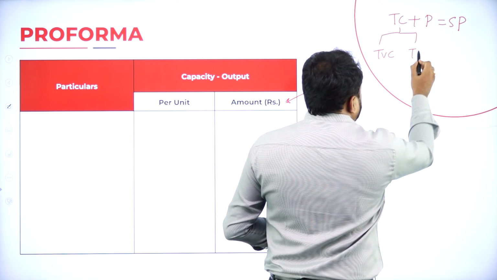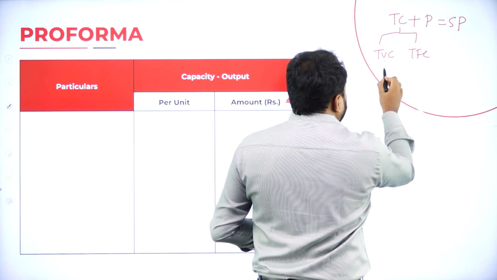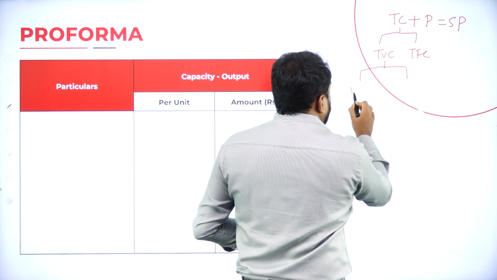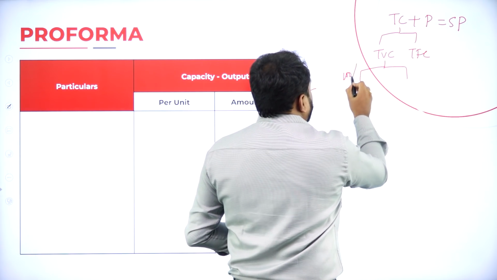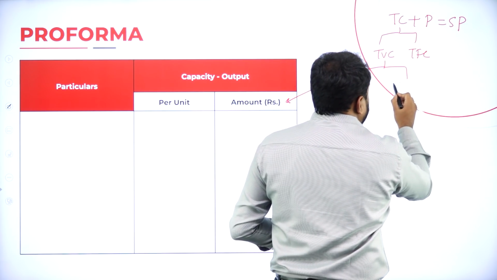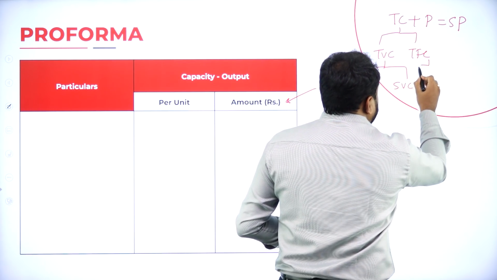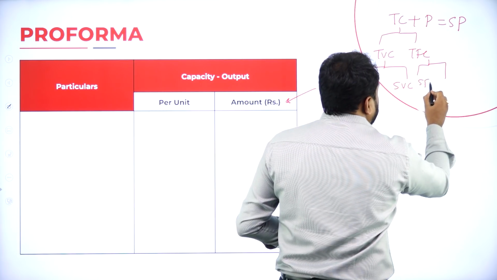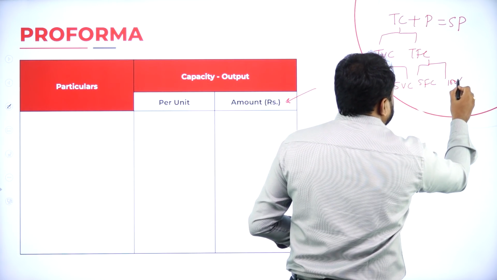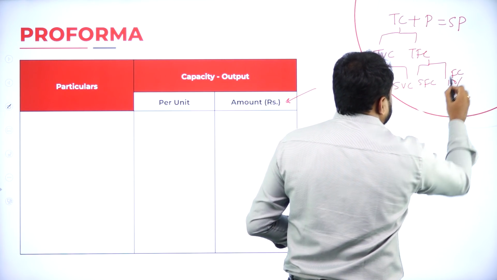variable cost, total fixed cost. Here we have two things. One is 100% variable cost, and here we have semi-variable cost. Here we have the same thing, semi-fixed cost and 100% fixed cost.